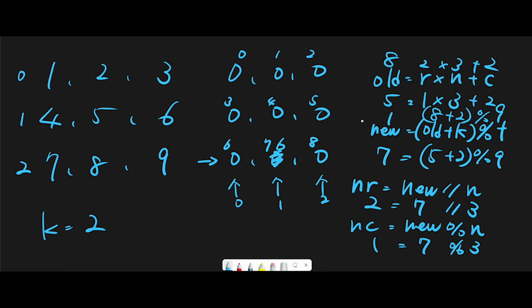And then we calculate the new row: new index divided by n. So 1 divided by 3 is 0, so the new row is 0. This position is row 0. And then the new column should be 1 % 3, which is 1. So row 0 and column 1, here. We point to this position, looks good, and update this position with 9, like this.